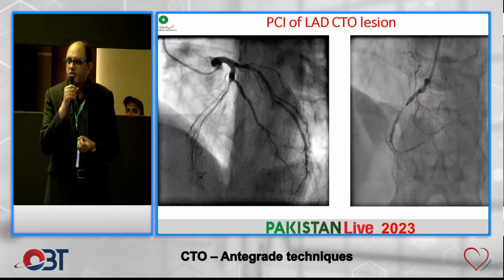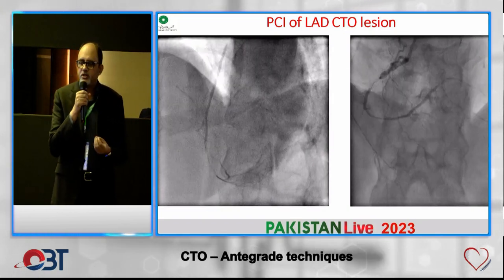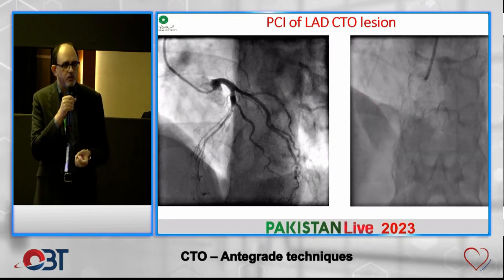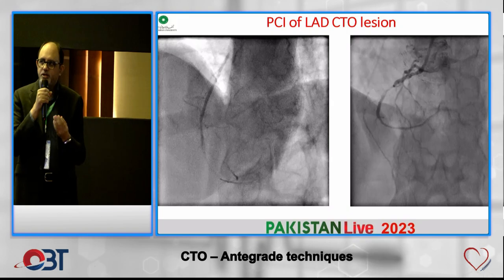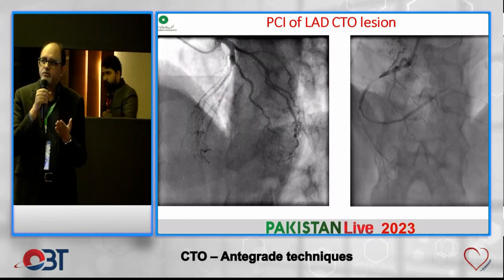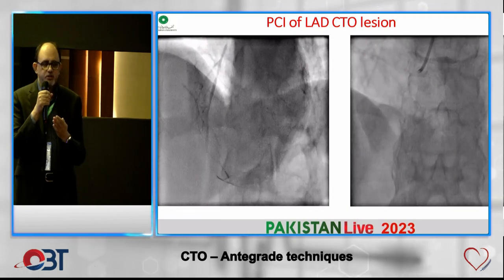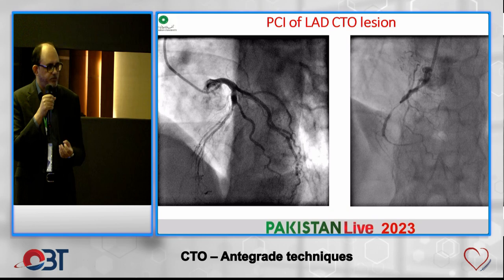But the first important thing is that you need to see in different views whether you can see the proximal cap or tapering. Dr. Shafi has said that there might be a tapering near the septal, but you can't be sure. You can't be 100% sure where the proximal cap is coming from between the septal and diagonal. And that might be the reason for the previous failed attempt.